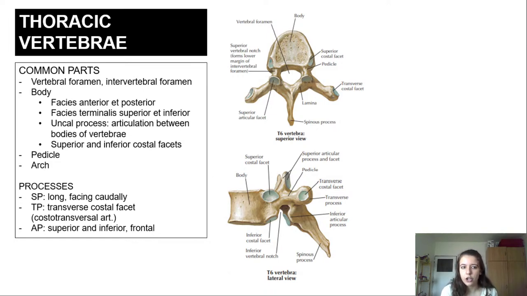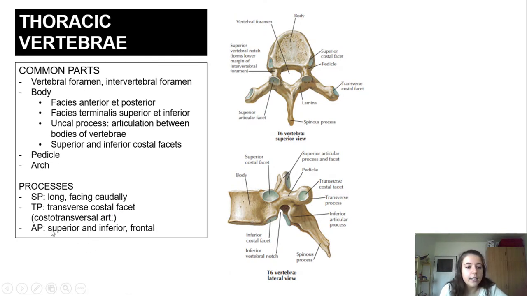So they're in the body. We have the superior and the inferior. We'll talk more about this when we see the articulation. Then we have the pedicle, body to articular process, and the arch, articular process to spinous process. Then the processes. Spinous process, it's longer and it is caudally facing. Transverse process, it is long and it has the transverse costal facet, also for articulation with the ribs. And then for the costotransverse articulation that we will talk about later.